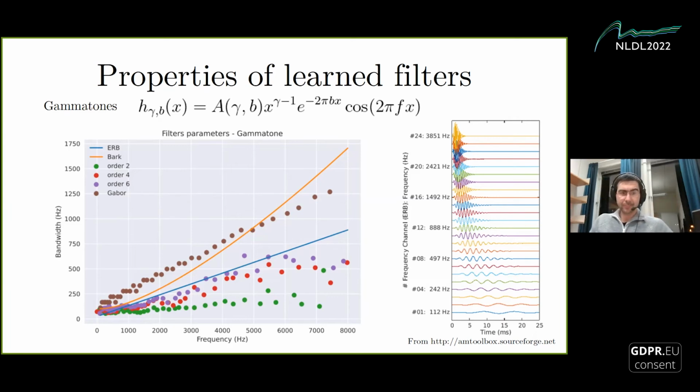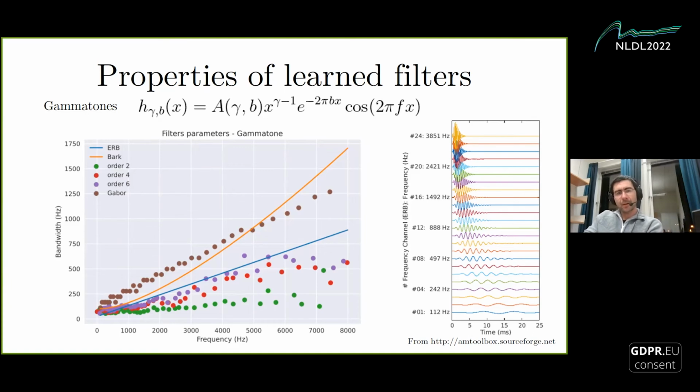So two important remarks here. If you change the order, then you can still learn, of course, to classify the data, and you get more or less the same accuracy. But the learning gives you a different relationship between frequency and bandwidth. You see, for example, the Gabor, which is completely different from the others. So we fix the gamma order.